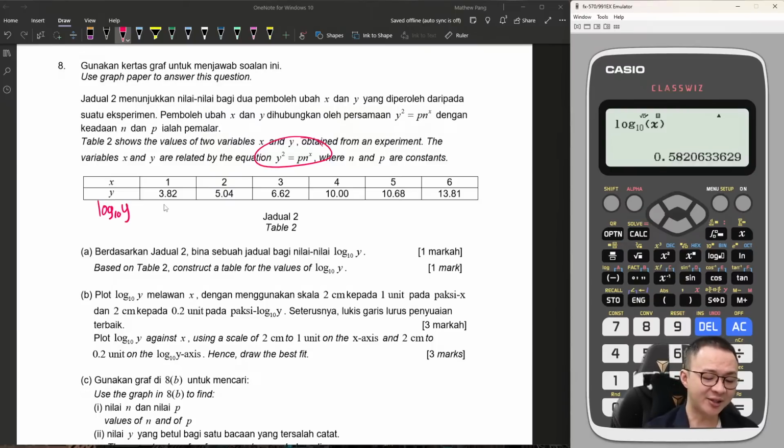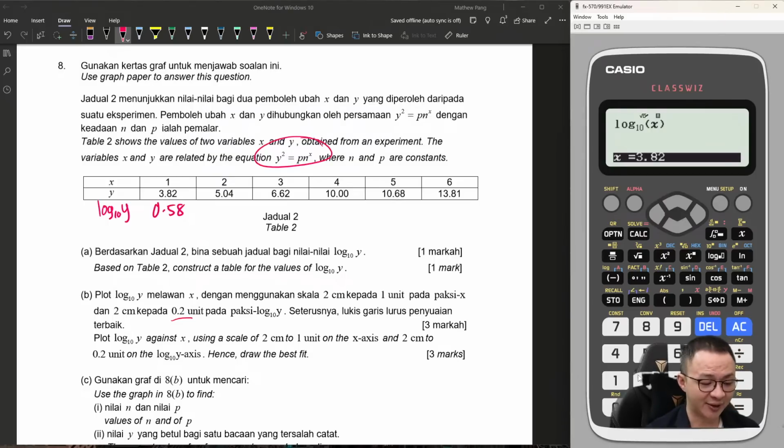Okay, how many decimals? We see the scale given. If the scale given for log 10 y is 0.2 unit, basically I will add one more decimal. So in this case, I will take 2 decimals, because 0.2 is 1 decimal, right? Add one more decimal is 2 decimals. So it's 0.58 for the first one.